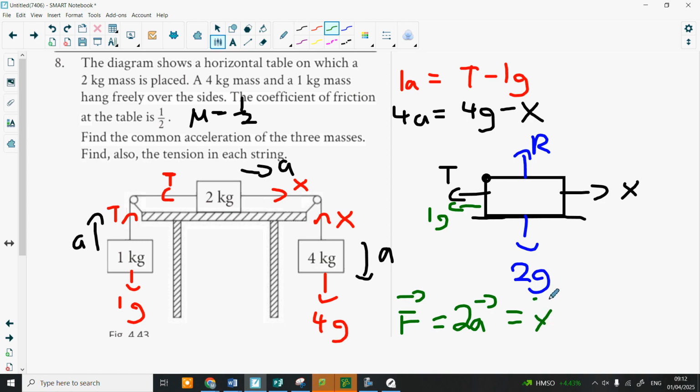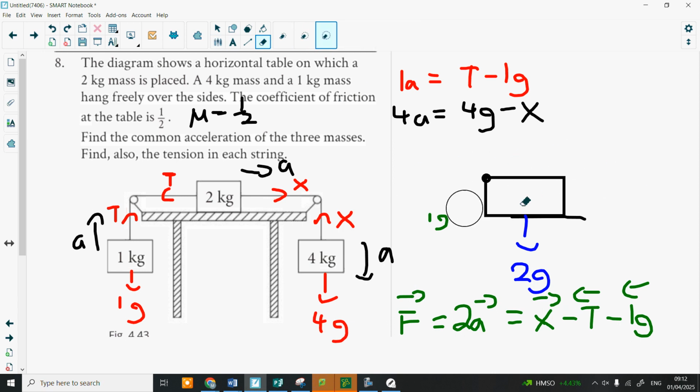Which means it's X going to the right. Take away tension going to the left. Take away 1G going to the left. Do you see those arrows I'm using? You don't have to use that. I'll just use it to explain myself. Anything going to the right is positive, and anything going to the left is negative. I'll just use it myself. You don't see that in marking schemes or anything like that.